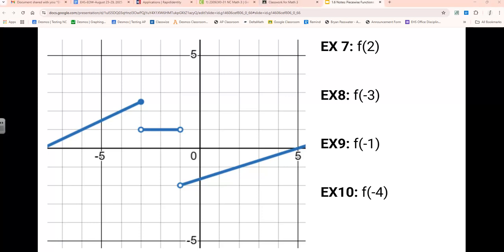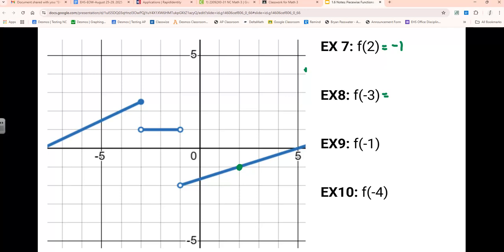What did you get for example 7, f of 2? Negative 1? Yes. Sorry for the long pause to make you think you had missed it right there. I was looking at negative 2 for a second. So we're looking at this point right here. Y-coordinate is negative 1. Beautiful. All right. Let's see. Caden, what about negative 3?